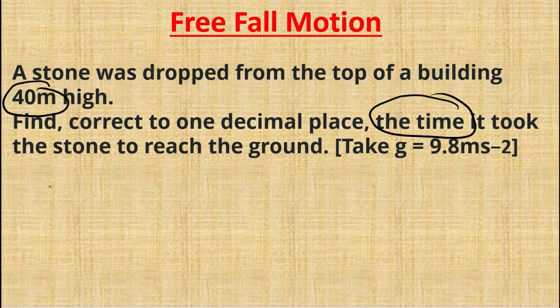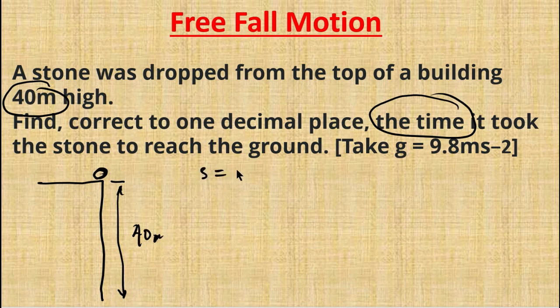Now let's do a little sketch. Here is the building, and obviously here is the stone at the top of the building. We're given that the height of this building is 40 meters high. So we've been given the distance of free fall to be equal to 40 meters.